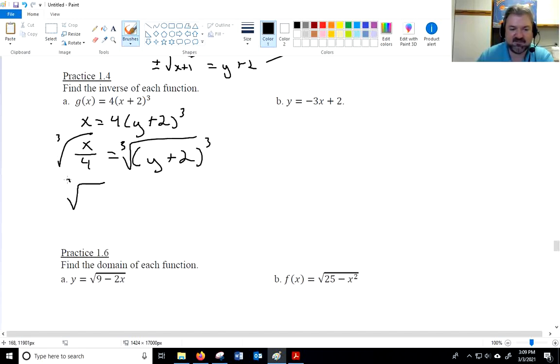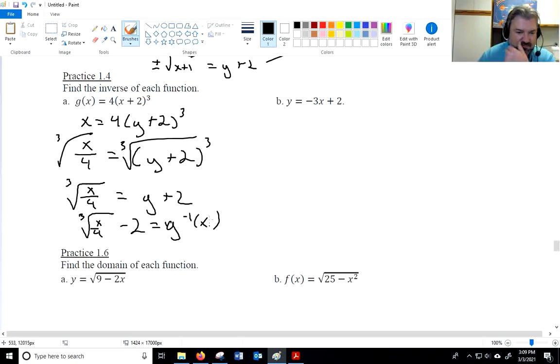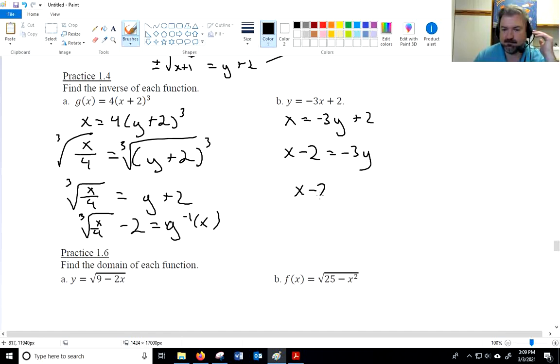And you can just leave it like this. And then move the 2 over. So the cube root of x over 4, minus 2, is equal to g inverse. And since it's a cube root, we don't have to worry about any kind of domain restrictions. On this one here, this is kind of a review. You just switch the x and y's and solve for y to find the inverse. And there we have it.